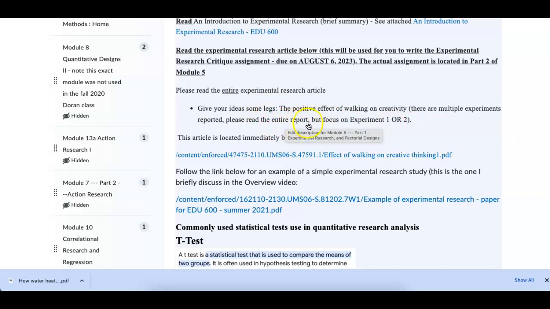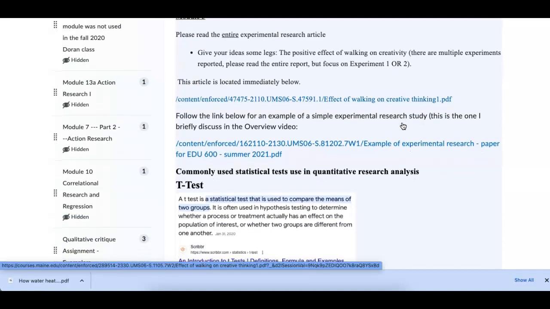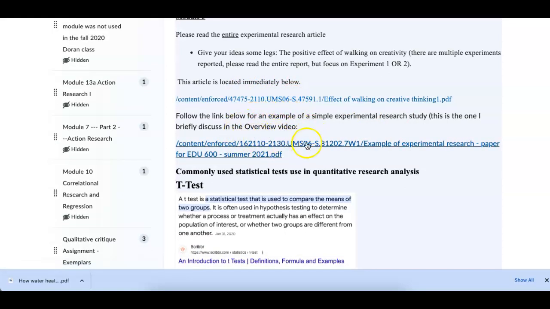Please read the entire article, but focus in on, there's four experiments in here. Concentrate on either the first one or the second one. And the significance of that, I'll talk about in a minute. So here's the article.